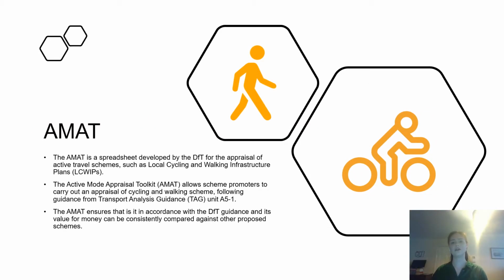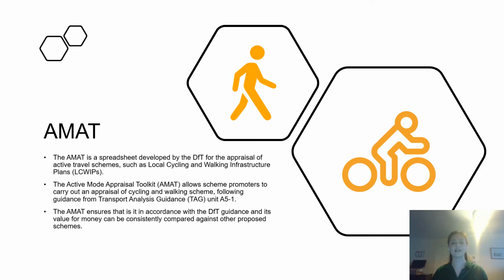The Active Mode Appraisal Toolkit, or AMAT, is a spreadsheet-based tool developed by the DfT in 2015 for the appraisal of active travel schemes such as local cycling and walking infrastructure plans, or LCWIPs. The AMAT allows scheme promoters to carry out an assessment of the overall benefits and costs of proposed walking and cycling schemes, following guidance from Transport Analysis Guidance Unit A5-1.